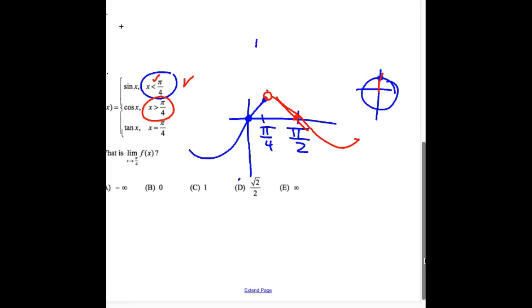Okay, then it says at pi fourths, right here, you're actually the tangent. Well, the tangent of pi over 4 is sine over cosine, which is 1. So you're up here. That's what that looks like graphically. So what was the limit? Where did I arrive when I come in from pi fourths from the left and pi fourths from the right? I arrived at root 2 over 2, even though they put the restaurant up at 1.